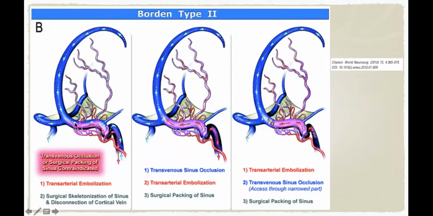In Borden type 2 dural fistulas, if there is a regurgitation into the leptomeningeal veins together with an integrated drainage of the meningeal feeders into the venous sinuses, then we have to disconnect this cortical vein as well as surgically skeletonize the sinus all over in a parallel fashion. And then if there is no anterograde flow inside the venous sinuses, again we can go for surgical packing of the sinuses.